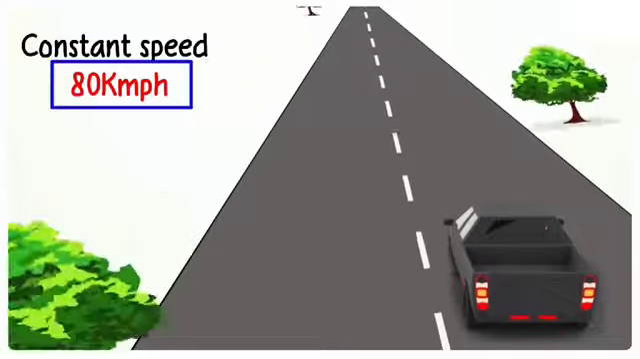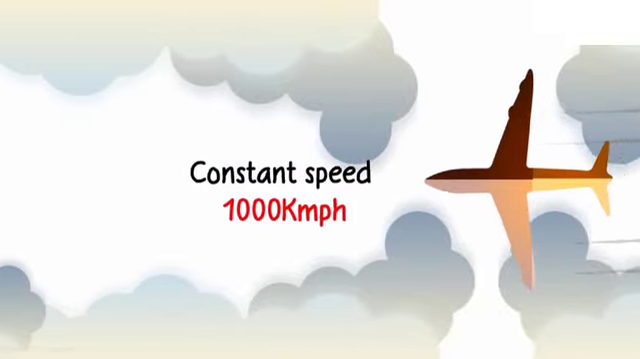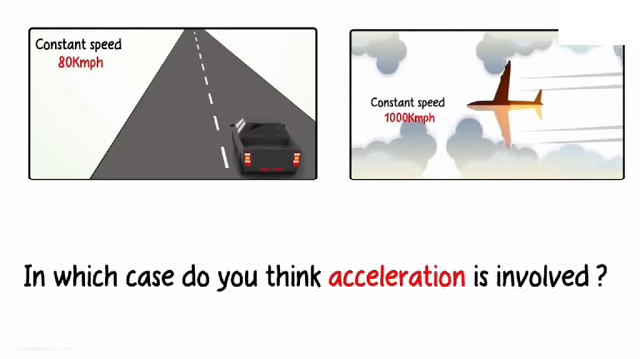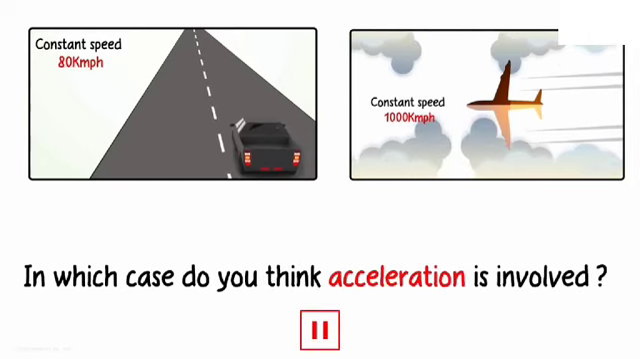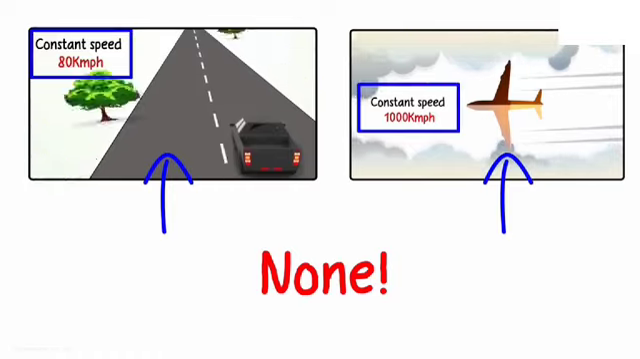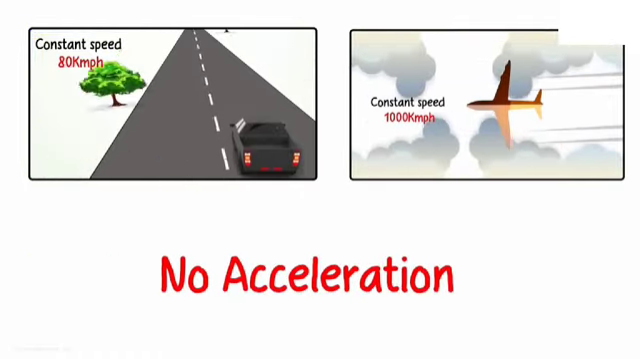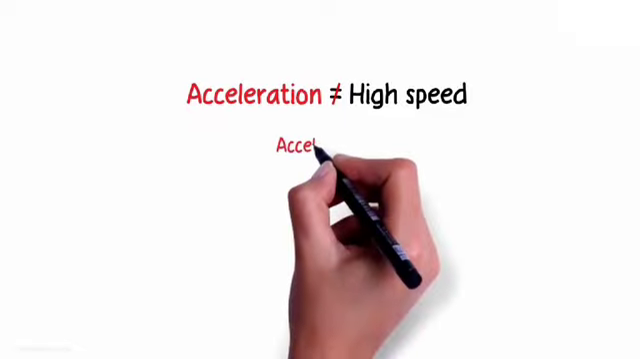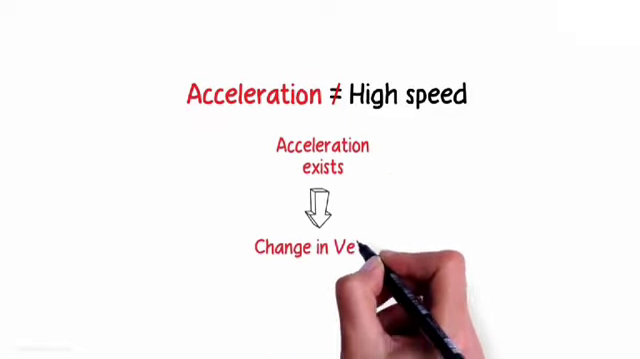Okay, let me give you two examples. In the first one, a car is traveling in a straight line at a constant speed of 80 kilometers an hour. And in the second one, a plane is traveling in a straight line at a constant speed of 1000 kilometers an hour. In which case do you think acceleration is involved? None. In both cases, the velocity is not changing at all. Hence, there will be no acceleration in either case. Most people relate acceleration to high speed, and that's clearly not true. Acceleration will only exist when there is a change in velocity.